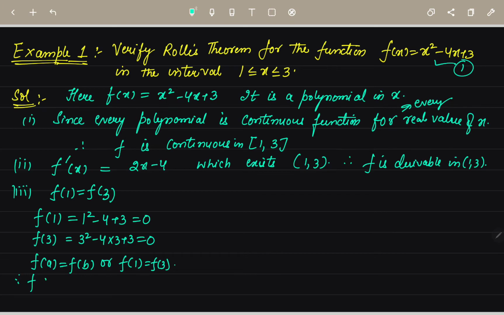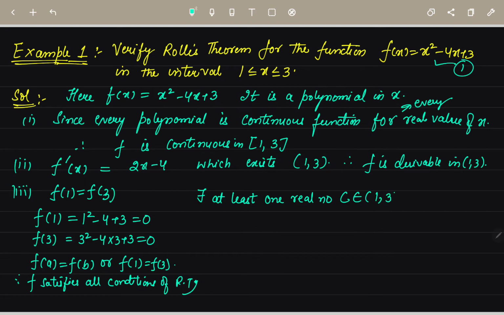So therefore f satisfies all conditions of Rolle's theorem. So what happens? I will write here: there exists at least one real number c which belongs to this open interval (1, 3) such that f'(c) = 0.